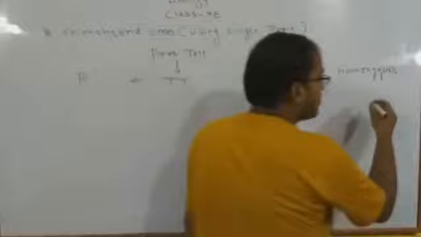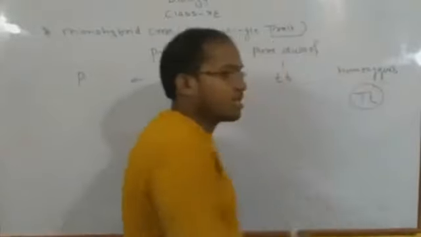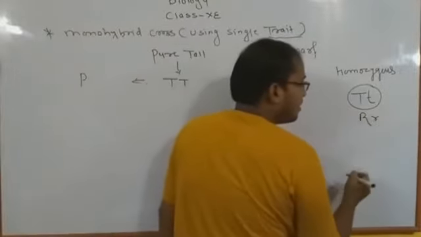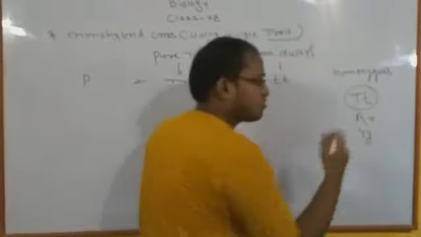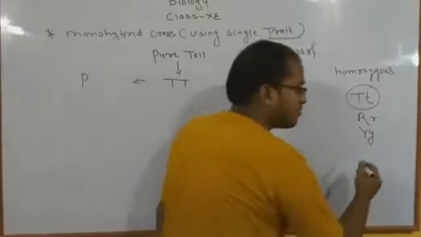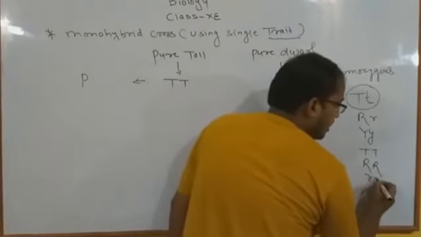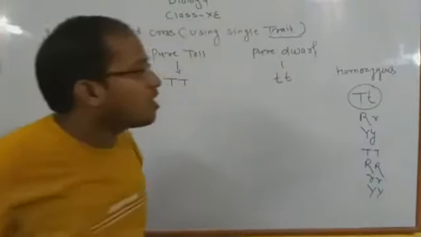Suppose I am giving an example here. If there is a capital T and one small t, it is heterozygous. Okay, next, suppose it is a capital T and small r, it is called heterozygous. Here capital T and small y, it is also heterozygous. Homozygous means both the characters are same, like capital T and capital T, small r and small r, capital R and capital R. So these all are the characters of homozygous and heterozygous.